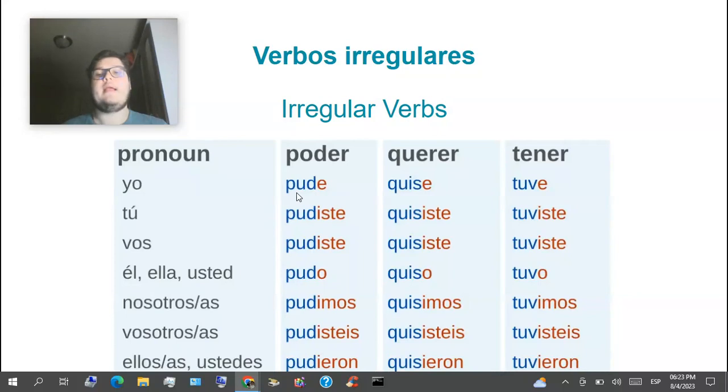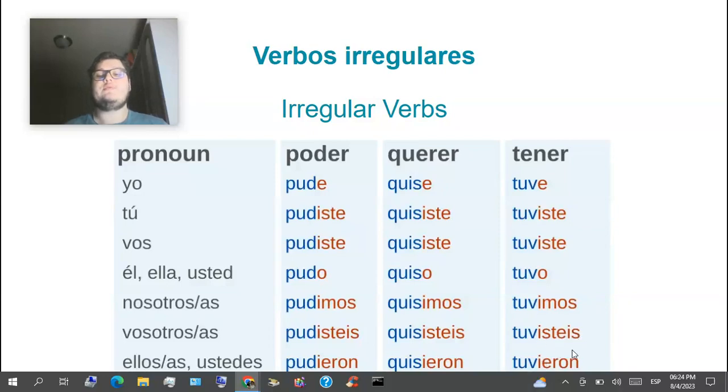Querer. Querer, I wanted. In this case, it's going to be yo quise. Tú quisiste. Vosotros quisiste. Él, ella, usted quiso. Nosotros, nosotras quisimos. Vosotros, vosotras quisisteis. Ellos, ellas, ustedes quisieron. Tener. Yo tuve. Tú tuviste. Vos, vos tuviste. Él, ella, usted tuvo. Nosotros, nosotras tuvimos. Vosotros, vosotras tuvisteis.